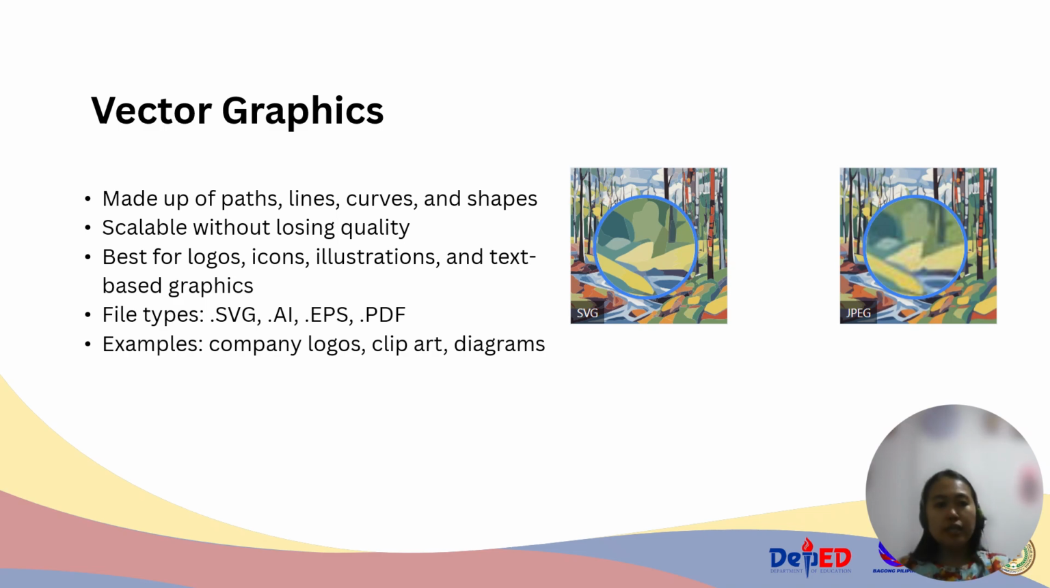The first one is vector graphics. Vector graphics are made up of paths, lines, curves, and shapes. What's good about it is that it is scalable. Even if you enlarge the photo, it will not get blurry. It will not lose its quality. So it is best for logos, icons, illustrations, and text-based graphics. The file types are SVG, AI, EPS, and PDF. Examples could be company logos, clip art, and diagrams.